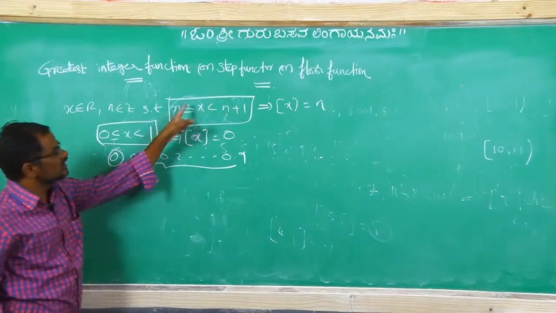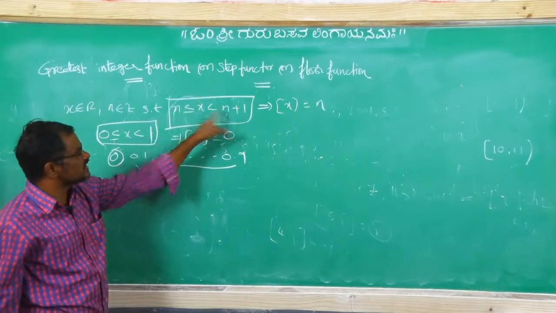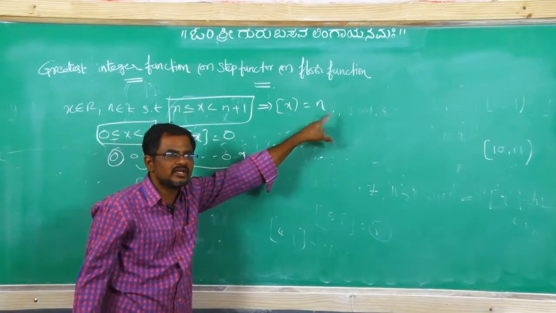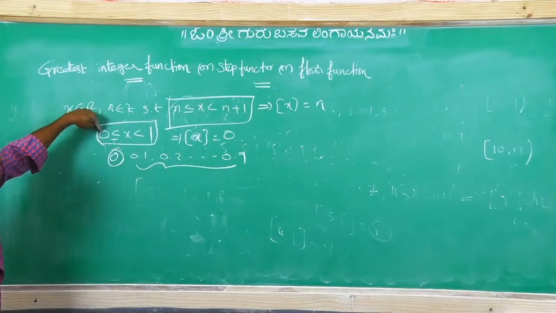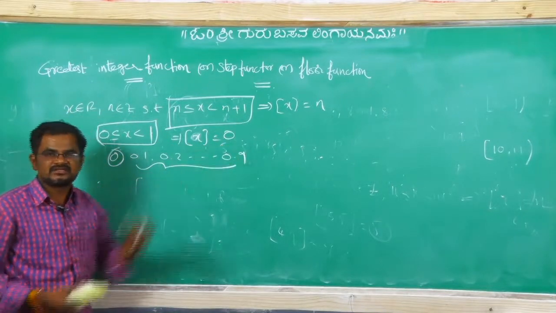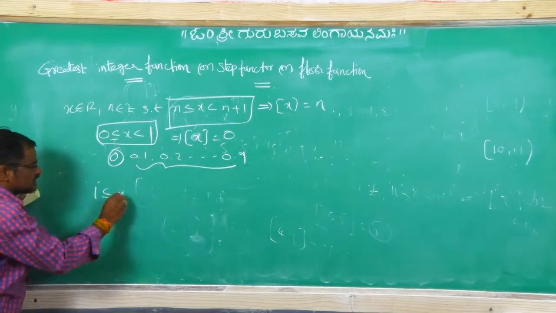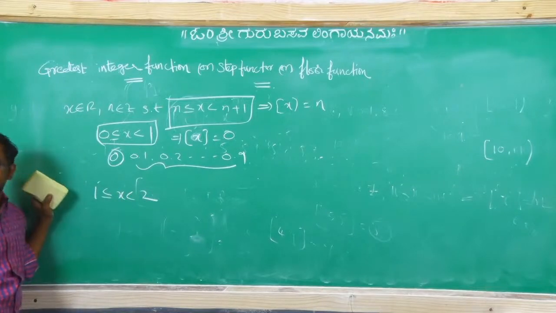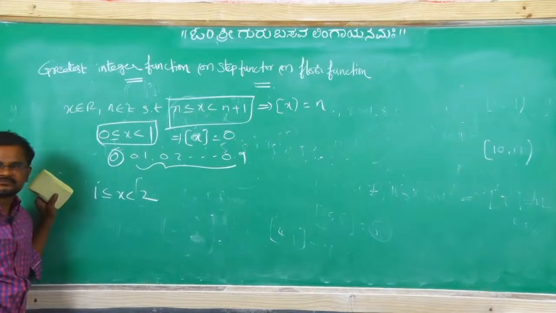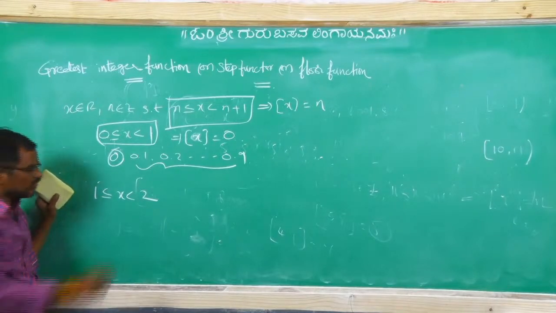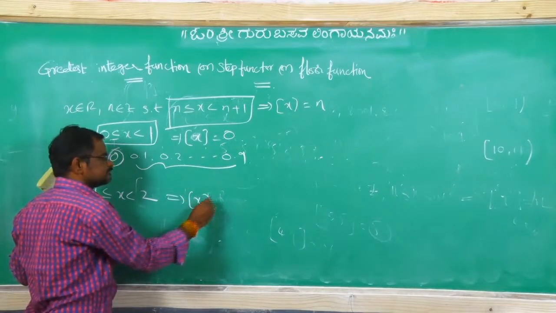0. Whenever that x value and n value satisfy this condition, then step x equals what we take? n. Here in place of n, what is there? 0. So that's why it is 0. Now 1 less than or equal to x less than 2, can you take? Is it satisfying this condition? Like this also you can take. Now what is the step x value? 1, or not.